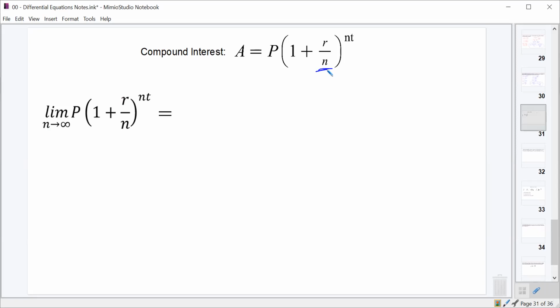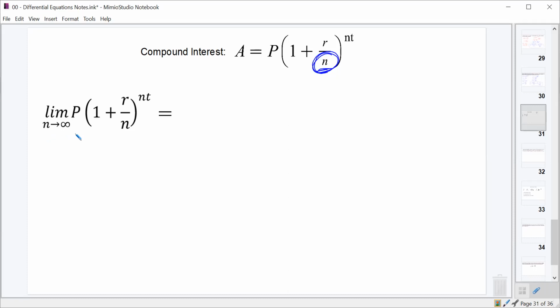But if we think about what continuously compounding the interest means mathematically, it means that this value n needs to go towards infinity. We have to be compounding at every instant in time forever, for the entire year. And so the way we make n get exceptionally large in math and calculus is we let n go towards infinity by taking a limit.